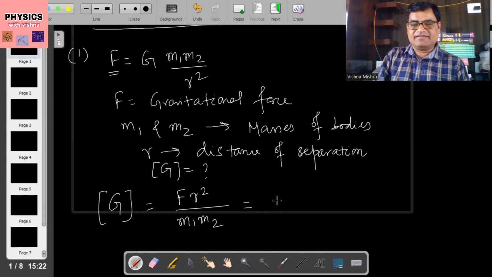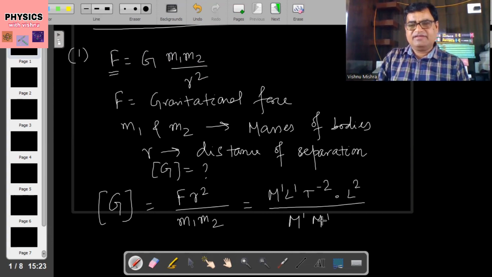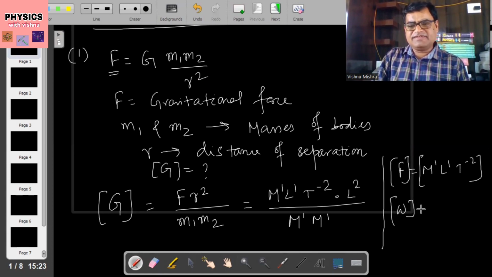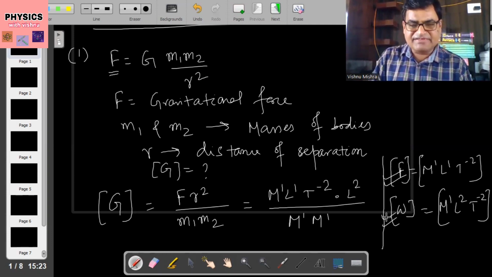Now what is the dimension of F? Force is M1 L1 T minus 2, and r square is L2, divided by the masses M1 and M1. Already I told you to always try to remember two dimensions, that is very important. First is force: M1 L1 T minus 2. Second is work, W: M1 L2 T minus 2. Always remember these two because you will frequently write these dimensions.